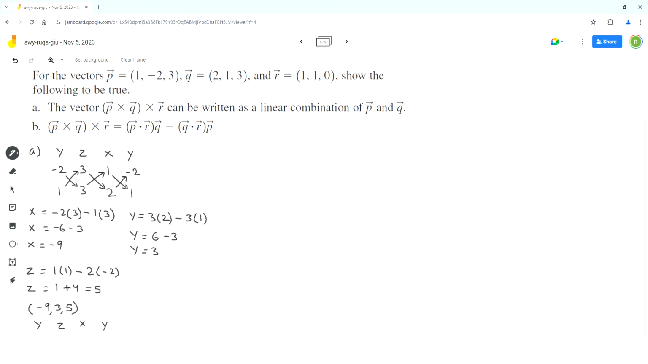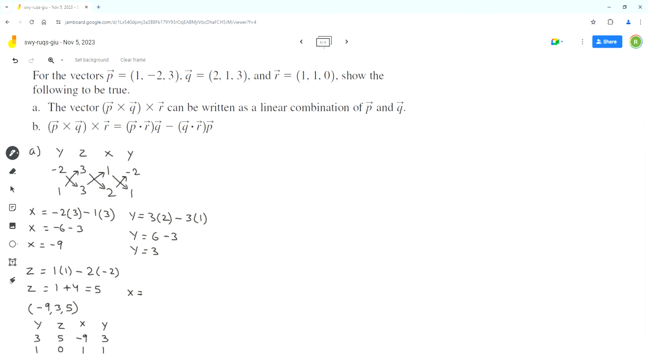So for this vector we just found, the y component is 3, z component is 5, x component is -9, and y component is 3. And for the r vector, the y component is 1, z component is 0, x component is 1, and y component is 1. Now we can find the x, y, and z components of the cross product. So let's start with the x component.